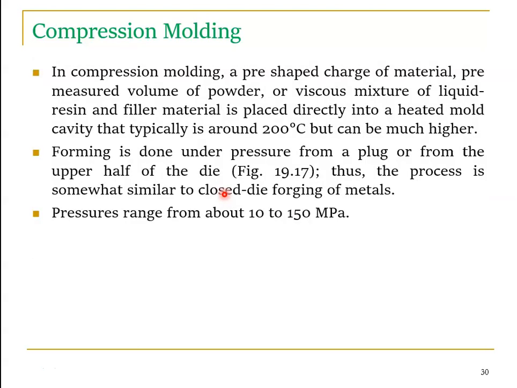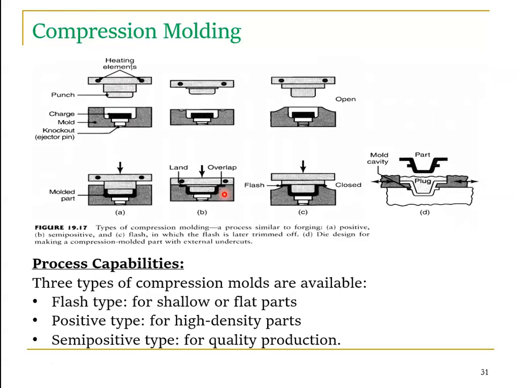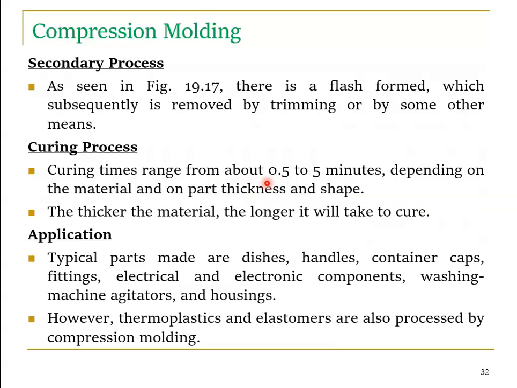So forming is done under pressure from the plug or from the upper half of the die. Thus the process is somewhat similar to closed die forging of metals. Pressure ranges from about 10 to 150 megapascal. It may be the flash type, the positive type or the semi-positive type. These are the three categories. In order to remove the flash, we need to use a secondary process, which may be trimming or another process.